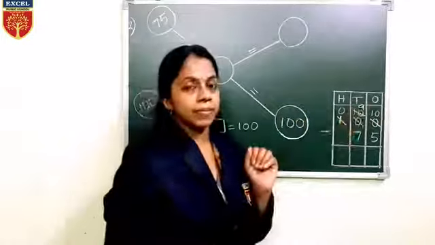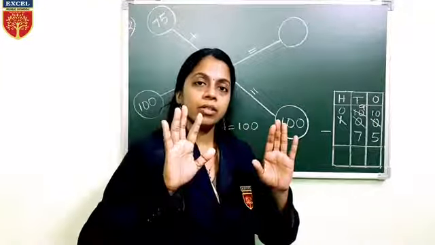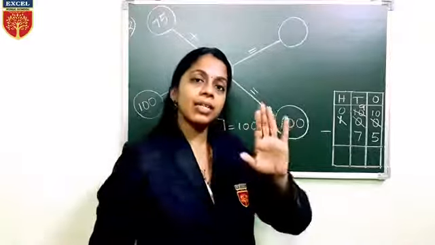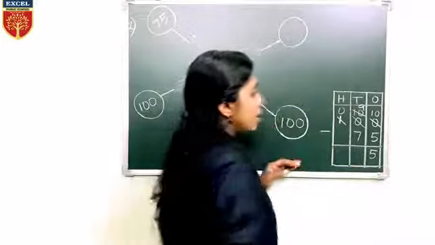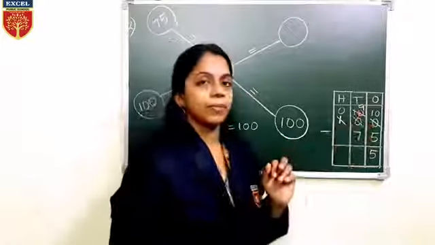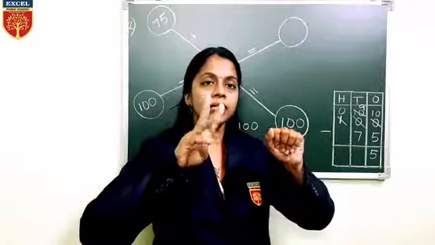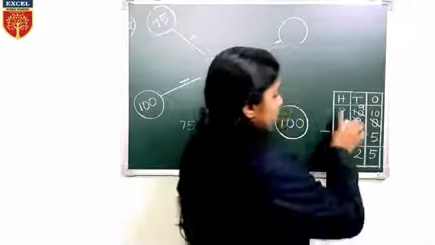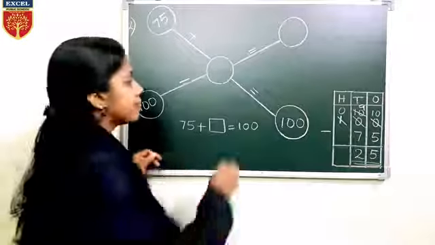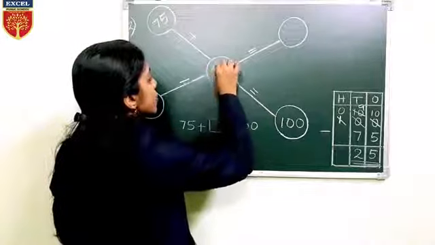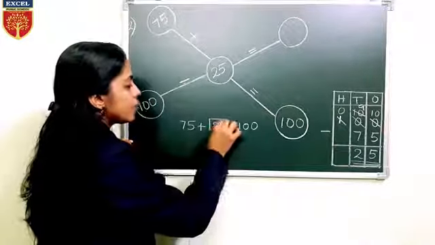Now subtract. 10 minus 5. 4, 5 fingers. Balance 5. 10 minus 5 is 5. 9 minus 7. 5, 6, 7. Balance 2. Here it is 0. So no need to write. So the answer is 25.